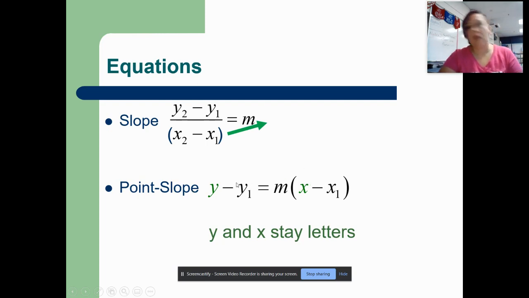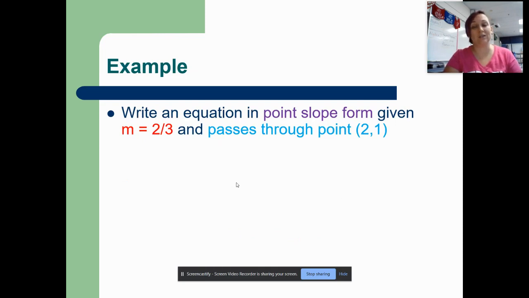All right, let's try a problem. Today we're going to focus on just given a point and a slope, let's write an equation. Here, I've told you in the directions very specifically, I want an equation in point-slope form. And I'm telling you that the slope is 2/3. And I'm giving you a point, which is (2, 1). That's all the information we need to write in point-slope form. That's why it's called point-slope form. We need a point and a slope.